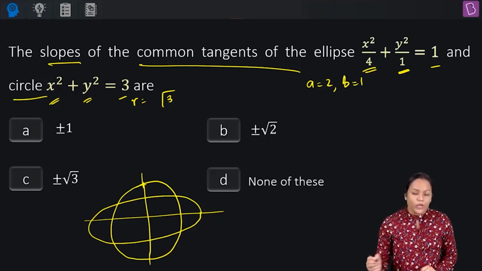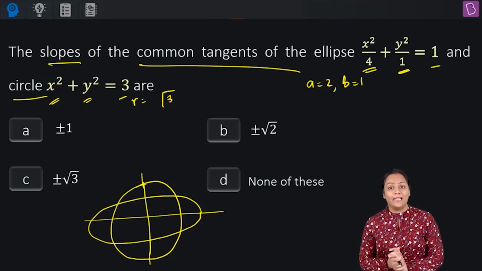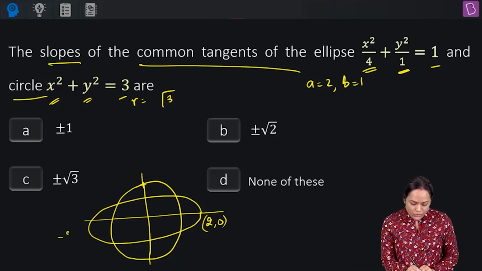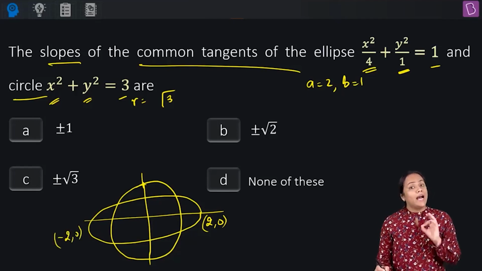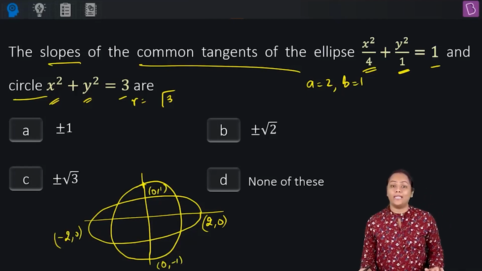We all can write the vertices and the extremities of the minor axis for the ellipse, right? The vertices you can directly say will be (2, 0) and (-2, 0). And the extremities of the minor axis will become (0, 1) and (0, -1). Clear? Okay, so this much we know.